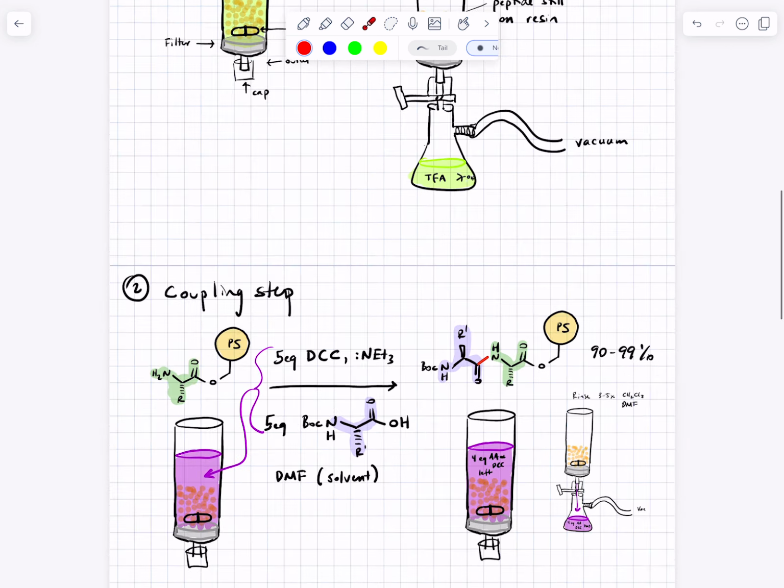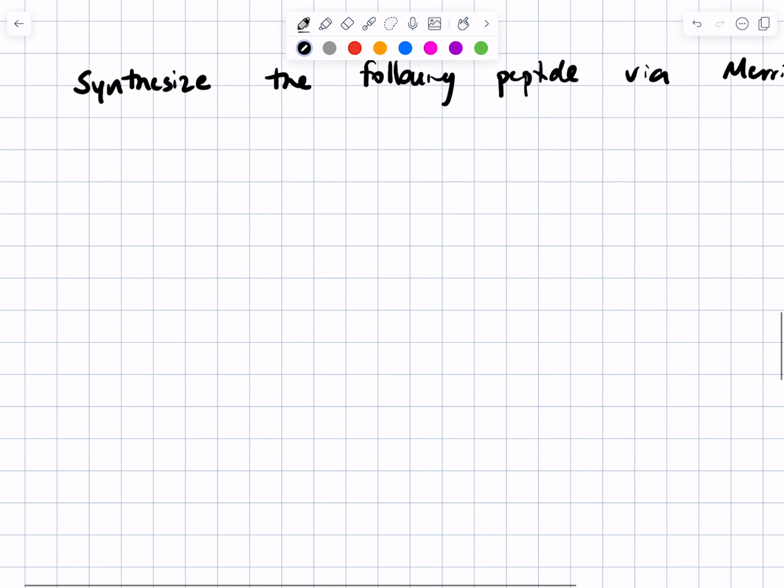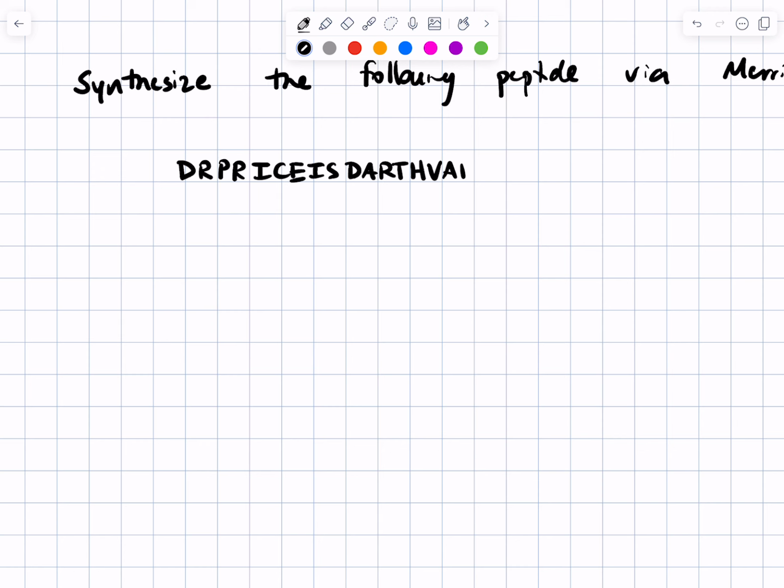But now, some of you are scared of coming to an exam and seeing the question that says, synthesize the following peptide via the Merrifield method. And you're afraid of seeing a large peptide with the following sequence. Or something like that.